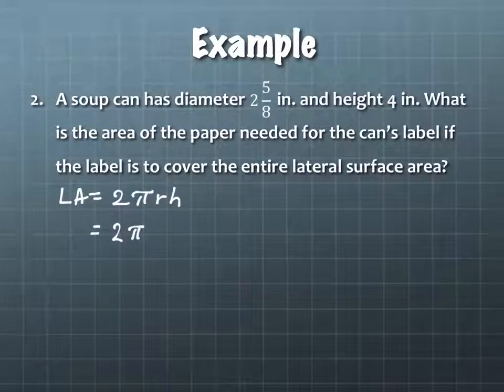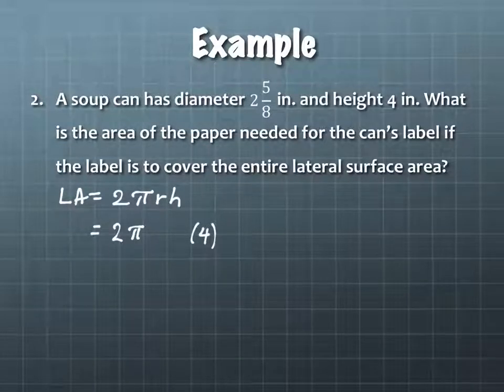Now, r and h, you were given one of them specifically, straight out. Which one were you given? h, the height. What was the height? 4. You weren't exactly given the radius, but you should be able to find it based on what you were given. What were you given that will allow you to find the radius? Yeah, the 2 5/8, which is the diameter.